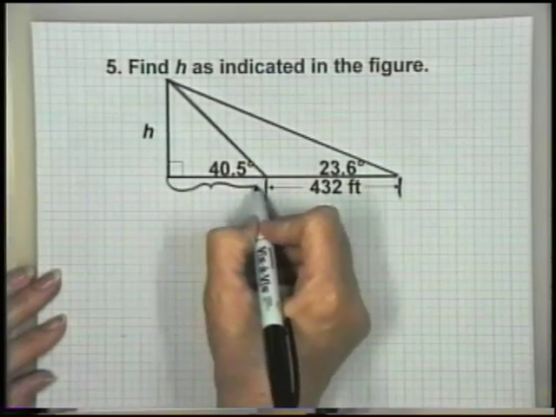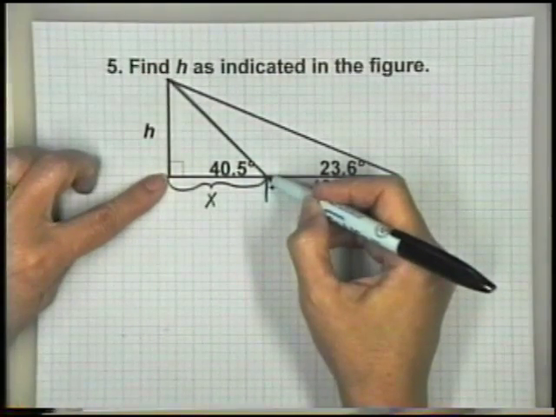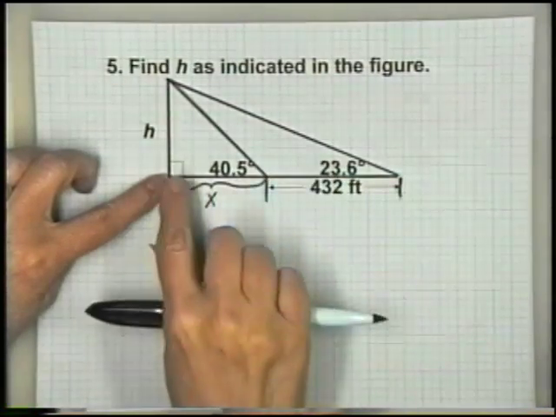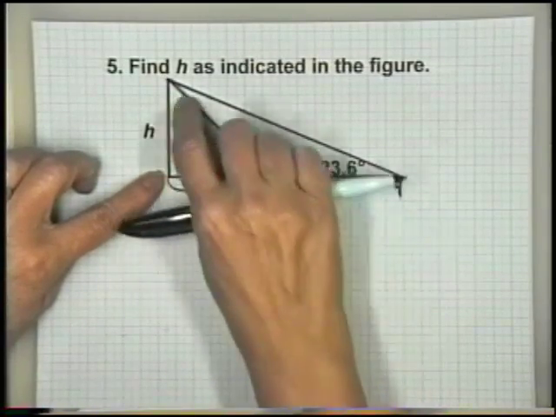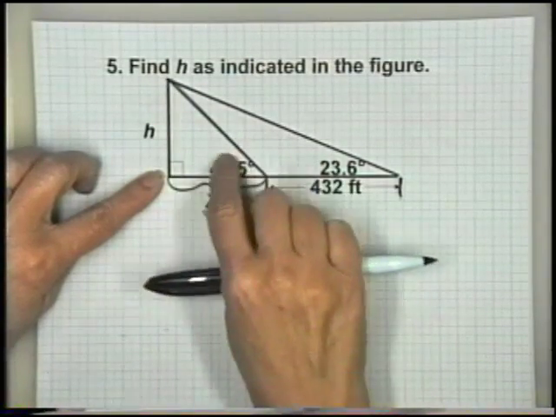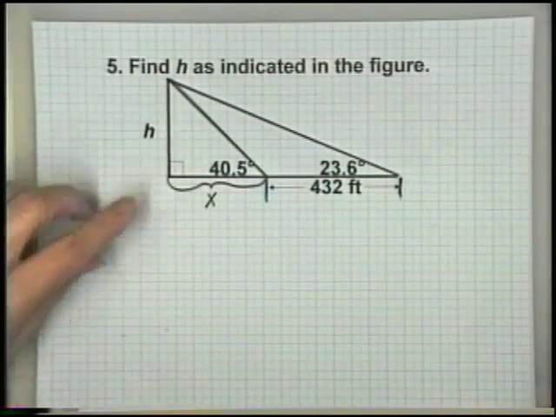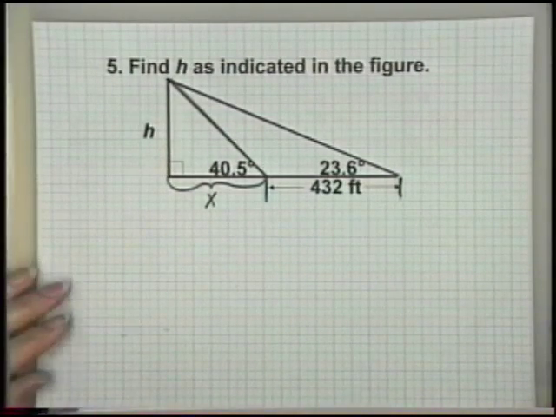First of all, we're going to label this distance x, and we're going to figure out what x is. And once we know what x is, we'll have a leg for this right triangle, we'll have this angle, and we can figure out what h is. But let's look at how we're going to figure out what x is.